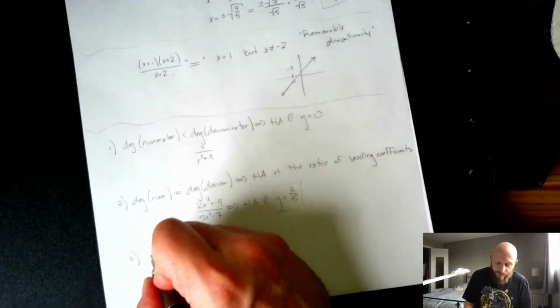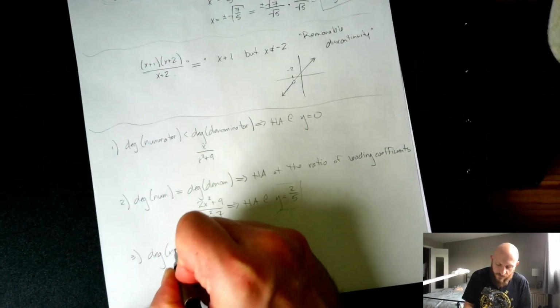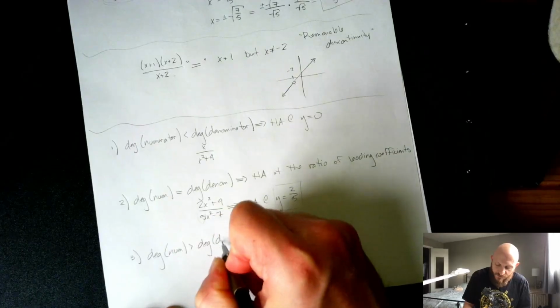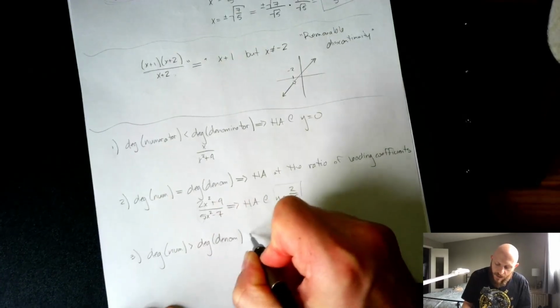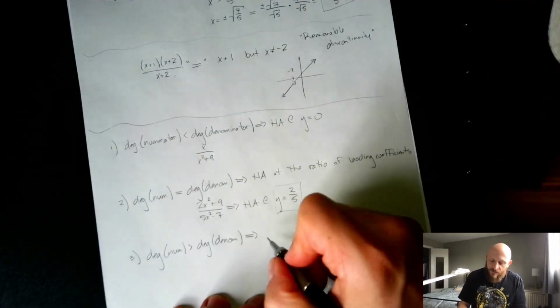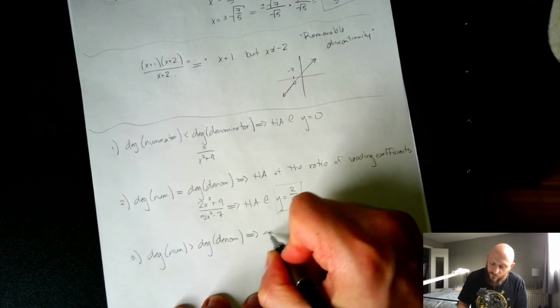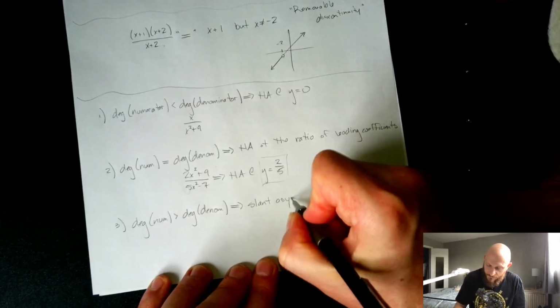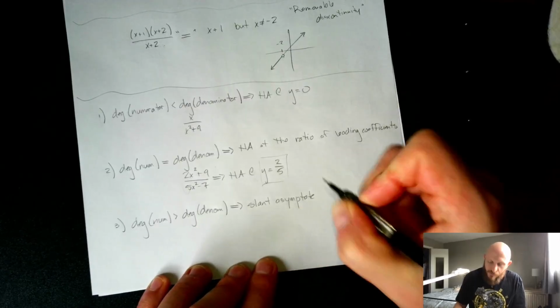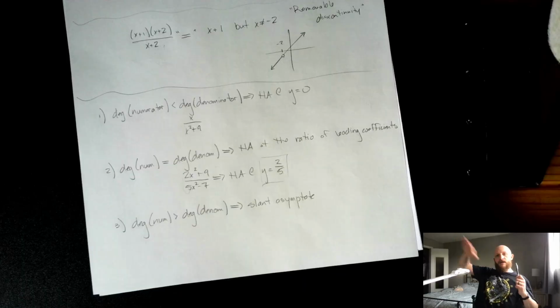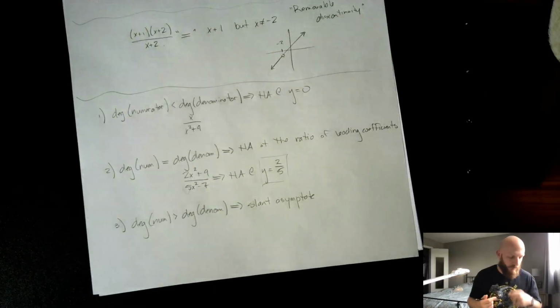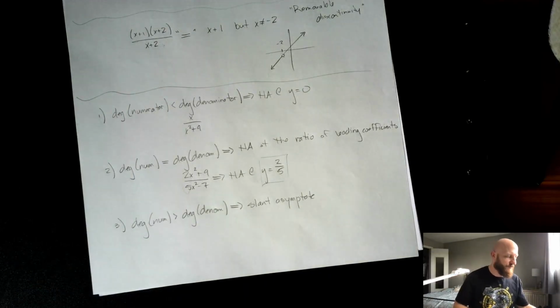The final case, I think you see where this is going. This is where the degree of the numerator is greater than the degree of the denominator. When this happens, there's not a horizontal asymptote, there's something we call a slant asymptote, which is neither horizontal nor vertical. It's a linear line, a diagonal. You might also hear it called a diagonal asymptote. It might be strange to hear it called that, but that would fit.